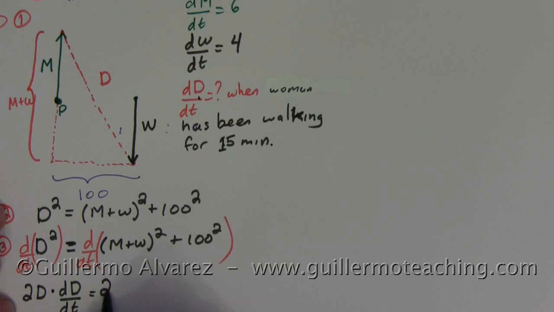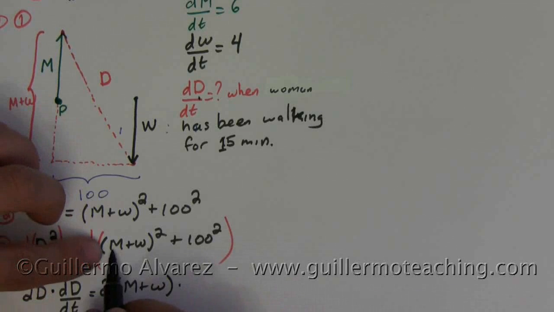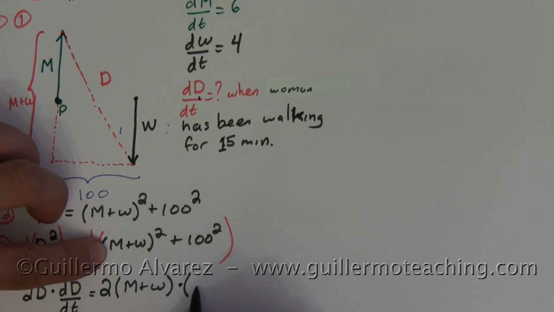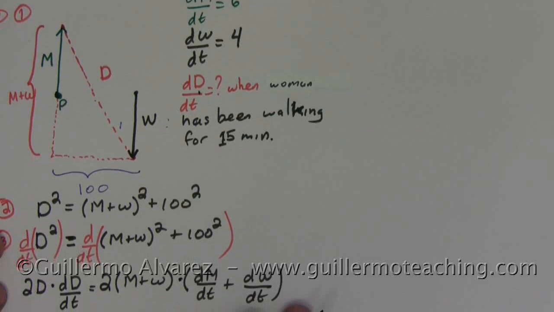is equal to, here with m plus w, I have to also use the chain rule. So I'm going to have 2 times m plus w times the derivative of the inside. Well, the derivative of the inside is the derivative of m with respect to time plus the derivative of w with respect to time by the chain rule. And then the derivative of 100 is just 0. So I don't worry about that one.